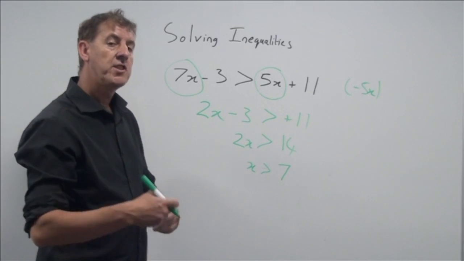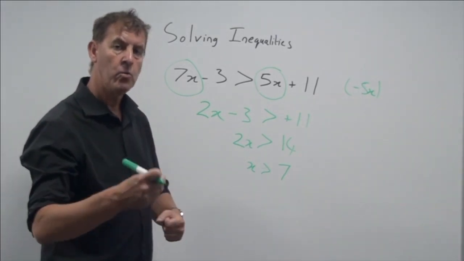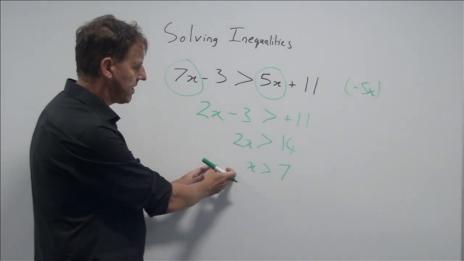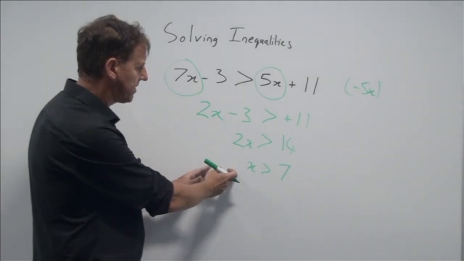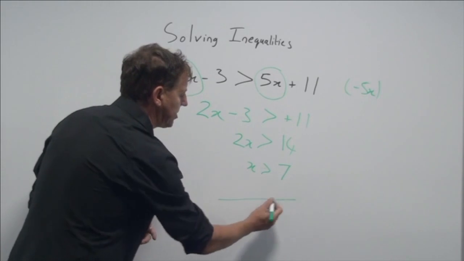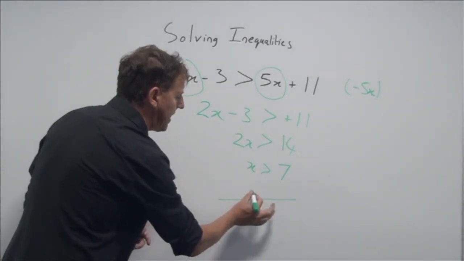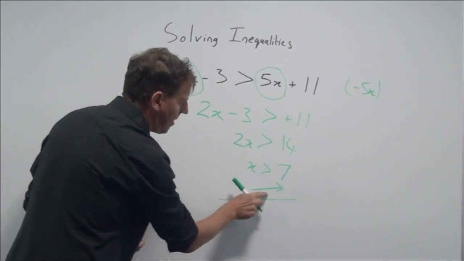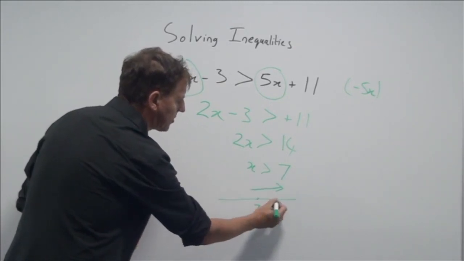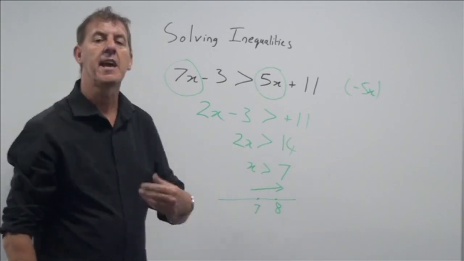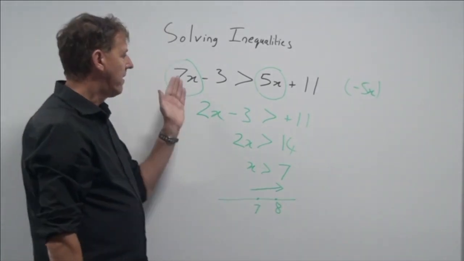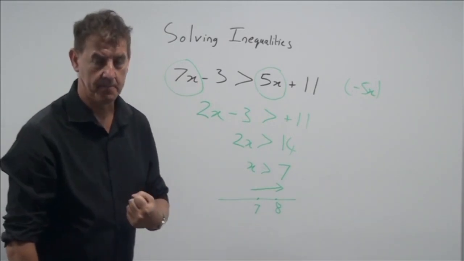If I wanted to find the smallest whole number that satisfies that inequality, just imagine an inequality line. There's your 7. What is the first whole number that you would come across? And why am I going that way? It's because it's greater than. The first whole number that you would come across is 8. So 8 is in fact the smallest whole number that satisfies that inequality if it was asked for.